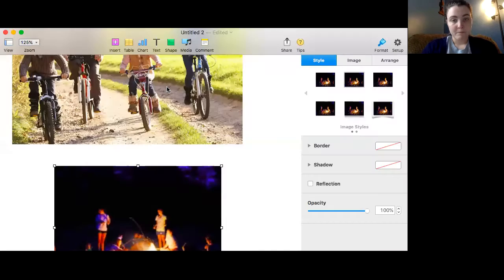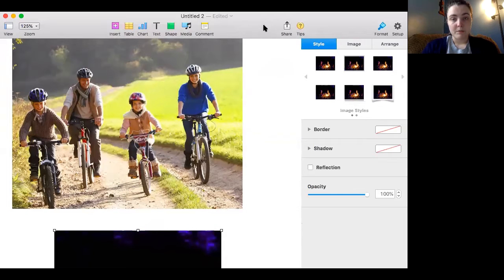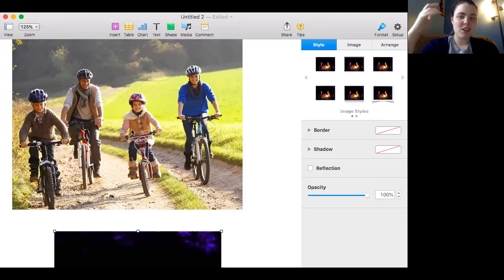So the first picture I'm going to show you is, we see this family riding their bicycles. And I'm looking at the picture and I see that I can see the grass, it's green, and it looks like there's sunlight coming down. So if I see this picture, I'm going to think to myself, ooh, the sun comes out during the day. So that means that it is 9 o'clock in the morning.